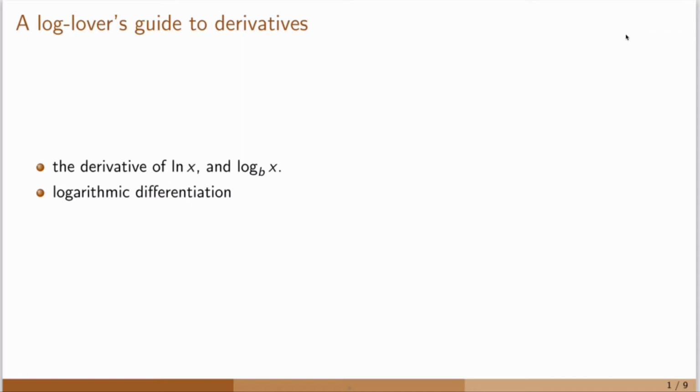It sounds really scary, but actually it is meant to be a method to differentiate complicated functions. So if you have a complicated function which might be difficult to differentiate otherwise, then logarithmic differentiation is often an easy way to get around it. So I hope I made you a bit curious, so let's move on and look at these things.